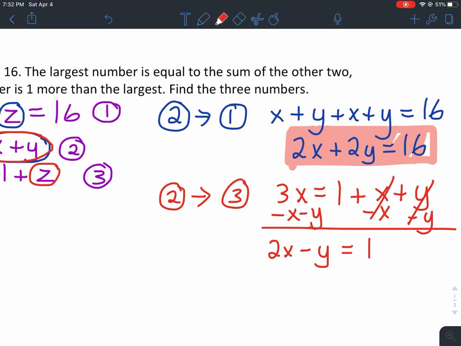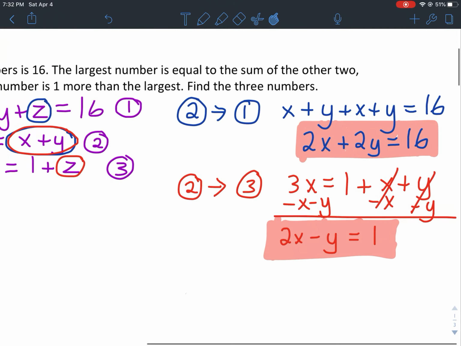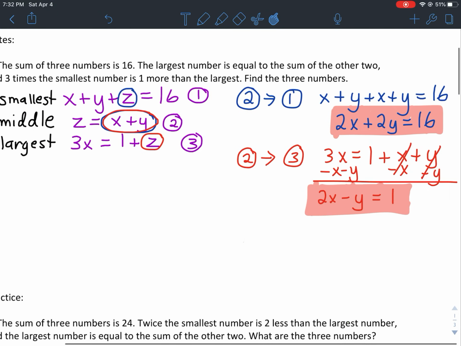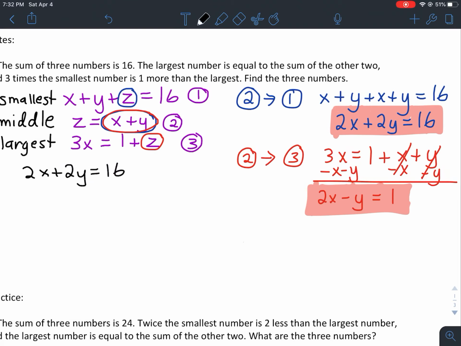So now here are the two equations that I'm going to be working with. They're both 2 by 2. So now if I have a 2 by 2 system, this becomes an easier problem. I could either do basic elimination or basic substitution, get my answer. So I'm going to write that one over on the left side here. I have 2x plus 2y equals 16, and 2x minus y equals 1.